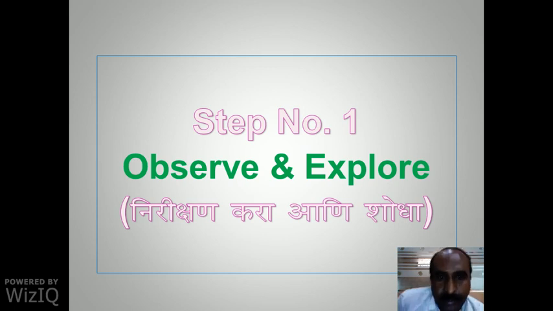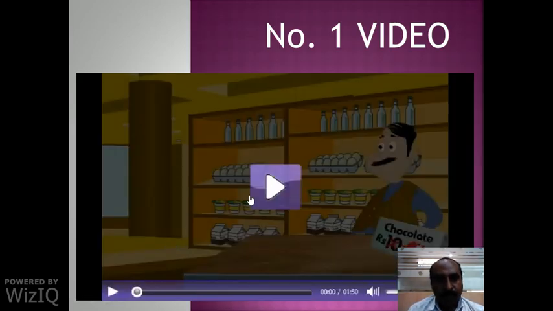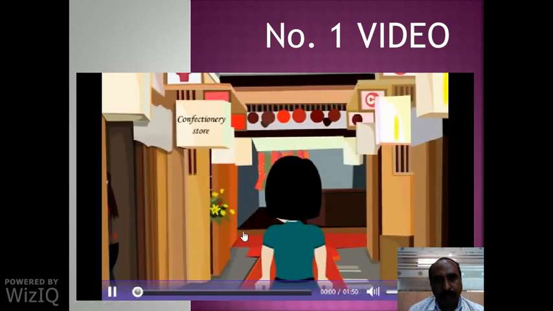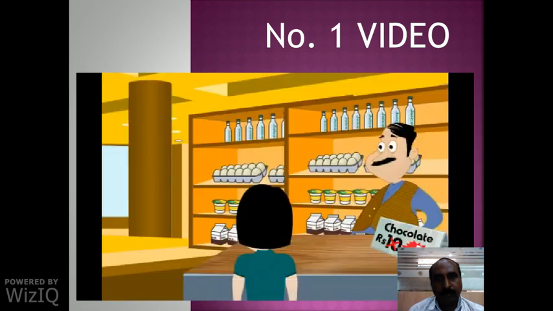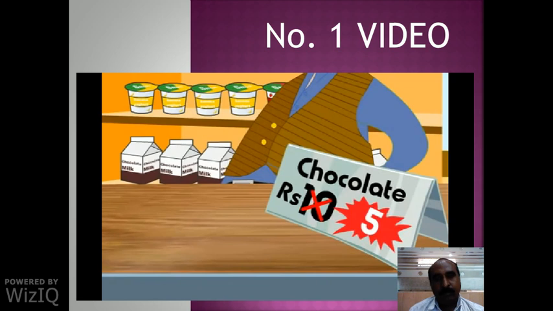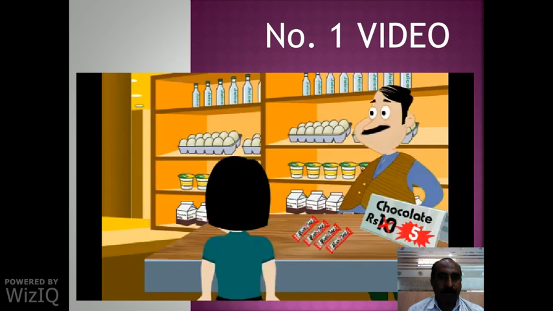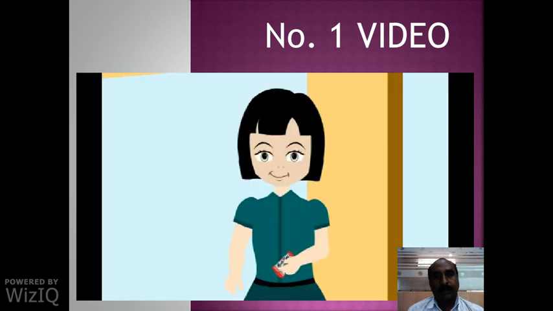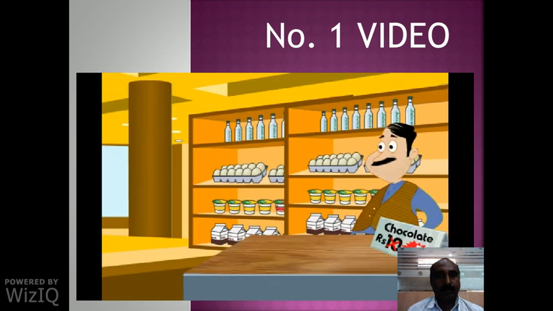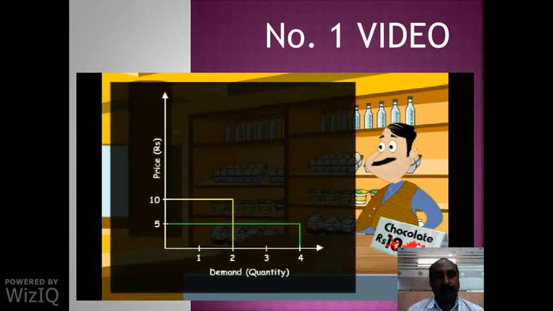Step number 1, observe and explore. In this step, we will see a video of a chocolate is 10, she bought 2 chocolates. But when the price of the chocolate was rupees 5, she bought 4 chocolates. We observe that when price decreases, demand increases.